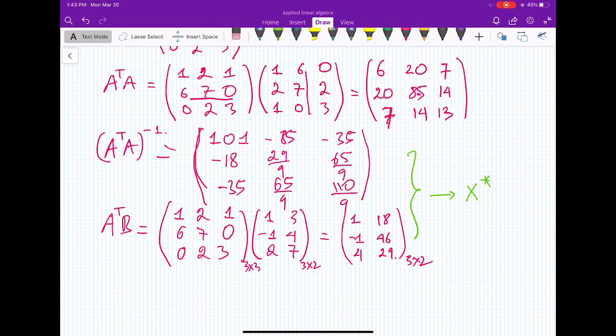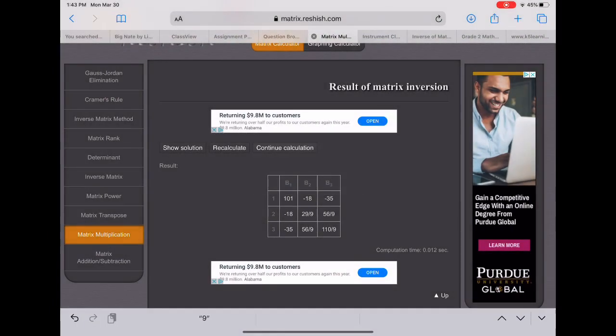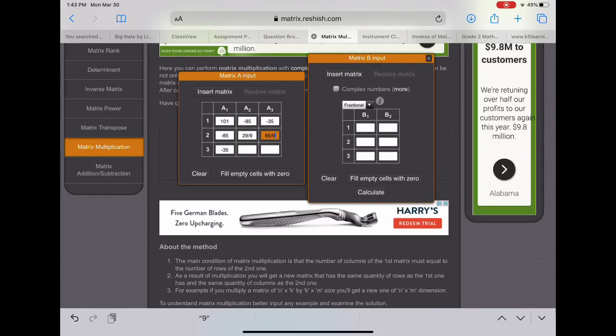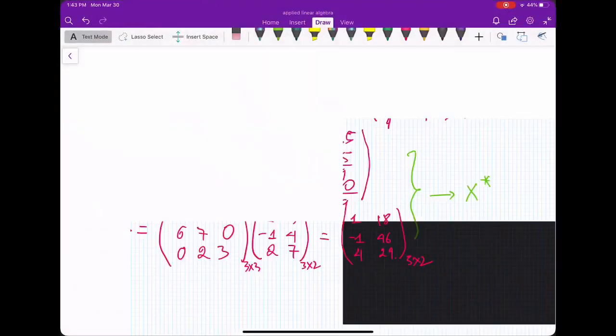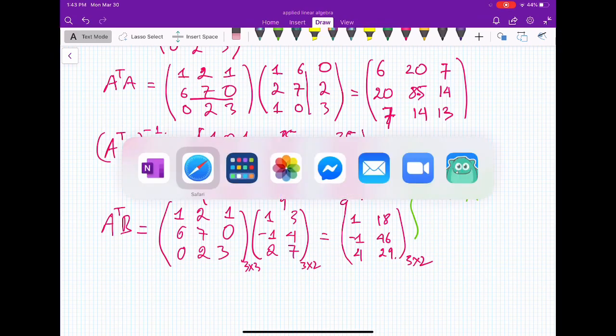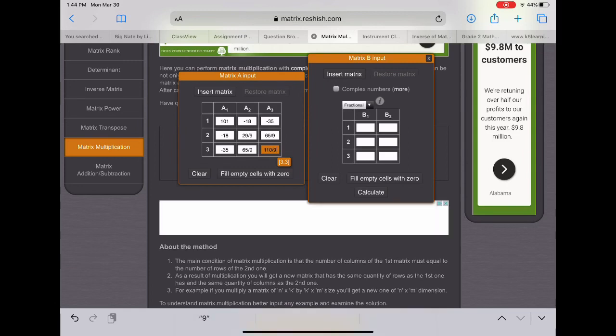I think I did something wrong in here. Why do we have negative 18? Interesting. Let me check that again. Let me go back to the previous one. So here I have negative 18. Yes, you see, I have negative 18 in here, not negative 85. It should be negative 18. Okay, and the last one here should be 65 over 9 and 110 over 9. That is the matrix ATA inverse.